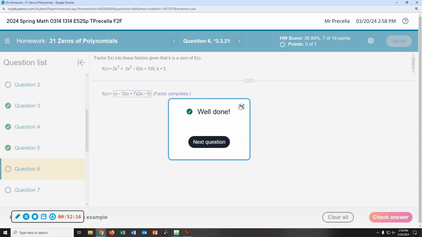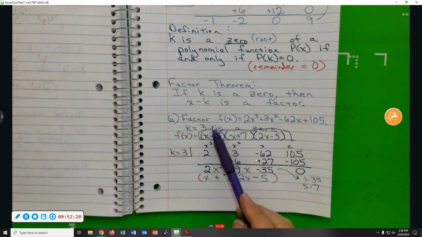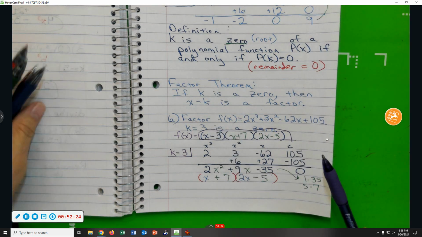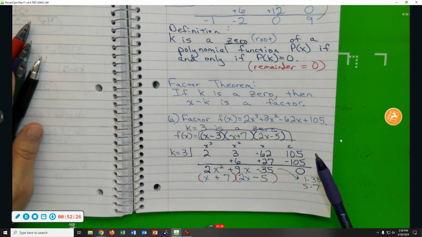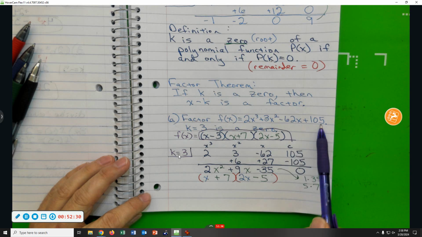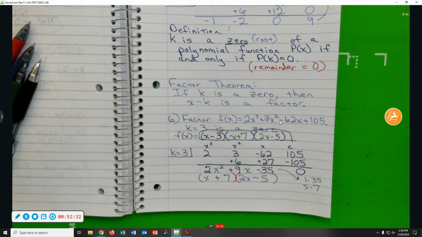Okay. Now, let me ask you something. We already know, if instead of them saying to factor this messy thing, if they had said find all of the zeros, we know 3 is a 0. If you plug in 3, it'll make that thing equal 0. There are 2 other zeros.